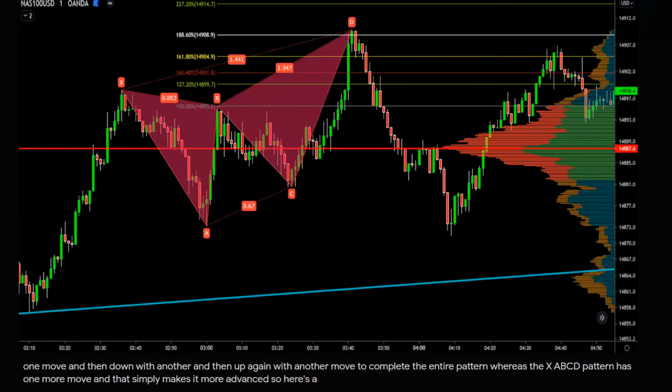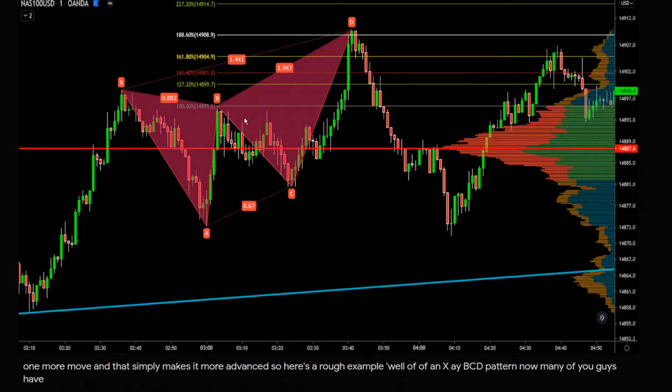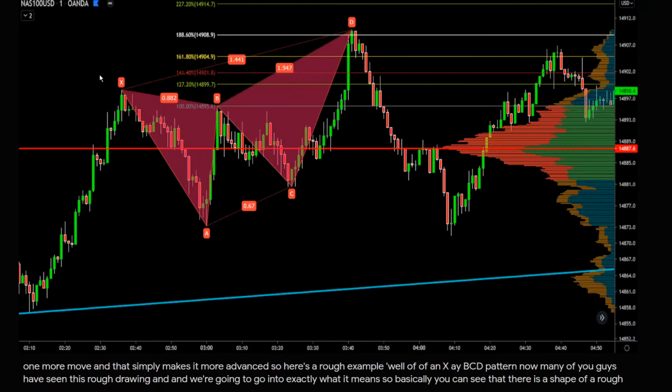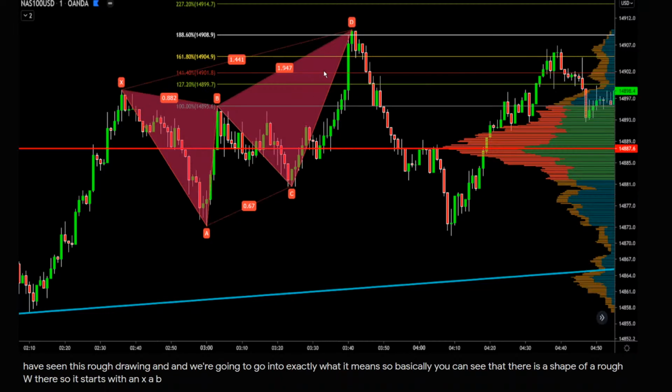So here's a rough example of an XABCD pattern. Now, many of you guys have seen this rough drawing, and we're going to go into exactly what it means. So basically, you can see that there is a shape of a rough W there. So it starts with an X, A, B, C, D, and that essentially gives us the pattern, which gives us the exact precision result in which we're looking for.